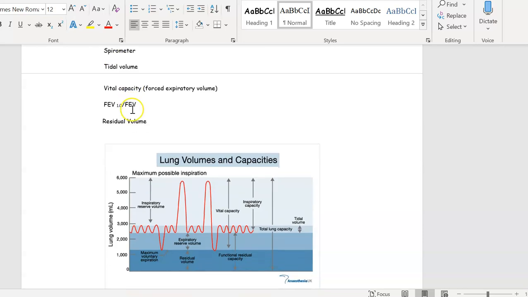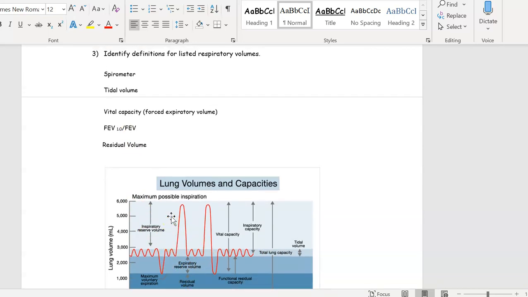Okay, so here are the different volumes. You have this graph here you need to look at. I will say the definition two or three times, but if you can't keep up, you need to stop the video and write it down. Don't think, oh, she went too fast. Remember, I'm a video now, so you can always rewind me. Okay, so tidal volume is the amount of air that you can inspire or expire per breath.